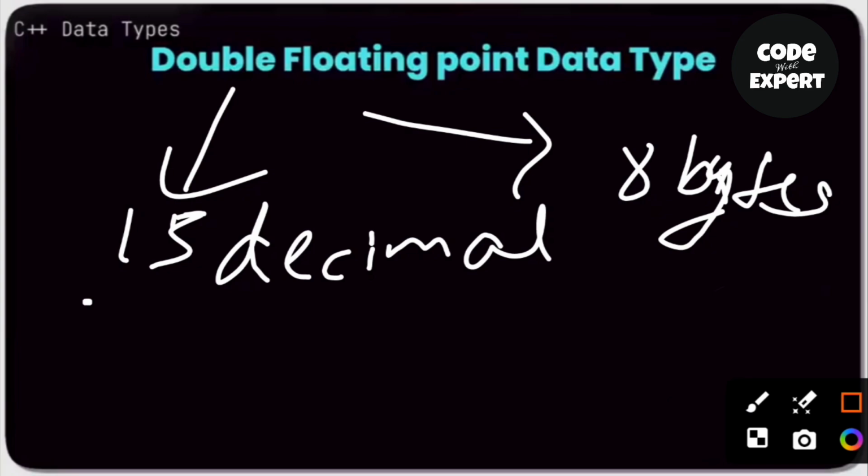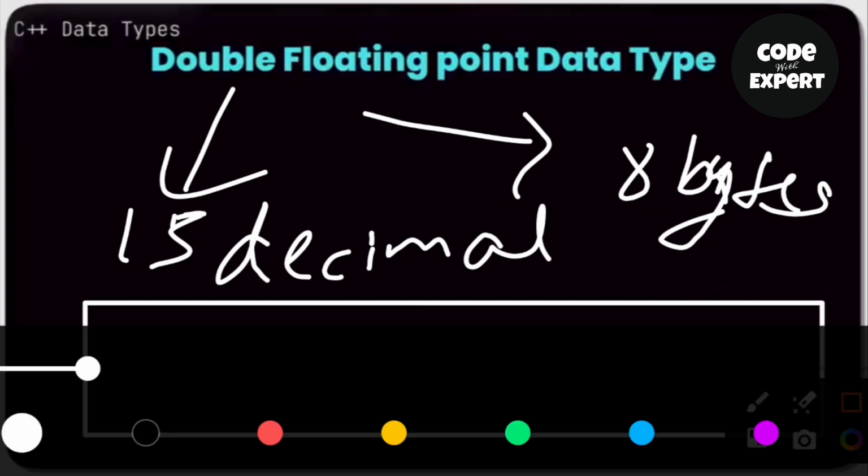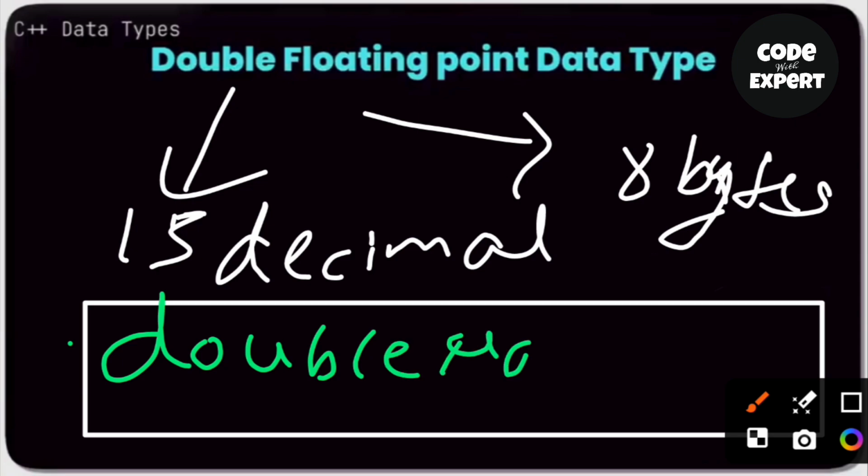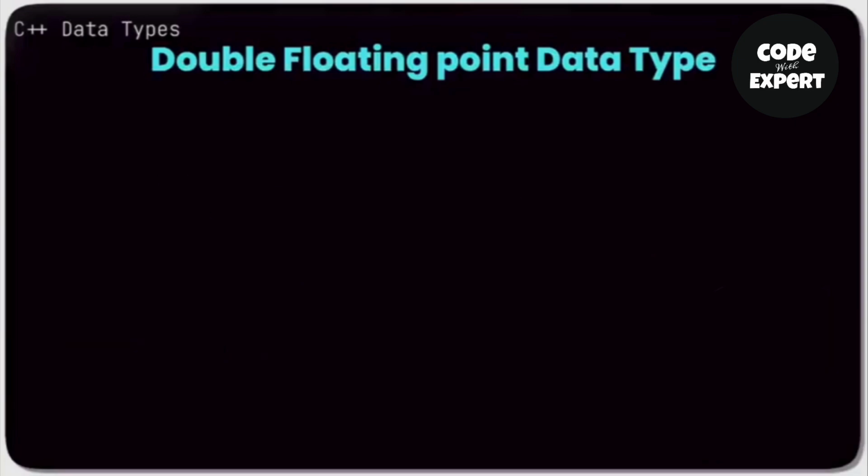The syntax we use here is double, the variable name, and our value, up to 15 decimal places.